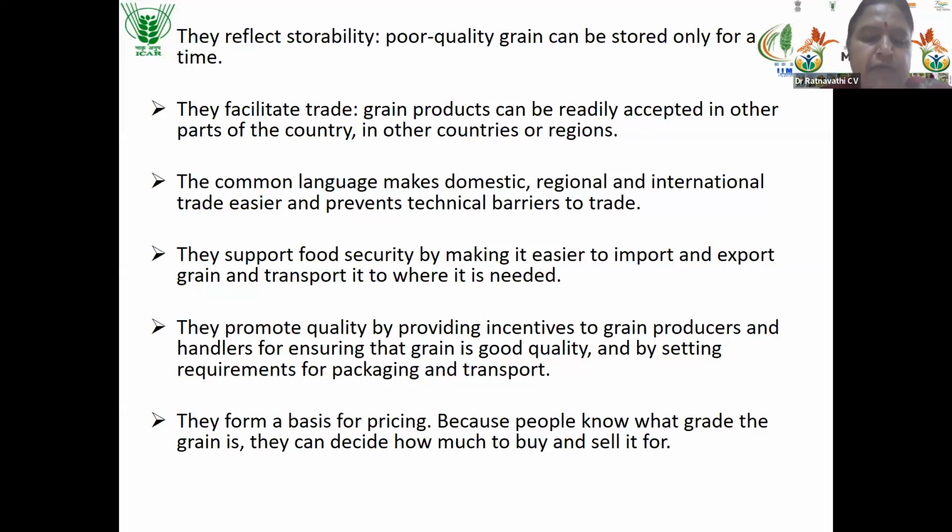Once you are assured of the good quality of the grain, you can pay more price, because the seller must have spent a lot of money in cleaning the grain and separating the quality grain. So they form a basis for pricing. Once they fix the price, including the cost of labor involved in cleaning the grain, because people know what grade the grain is, they can decide how much to buy and sell it for.